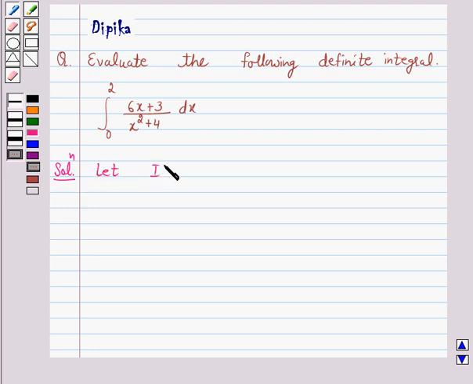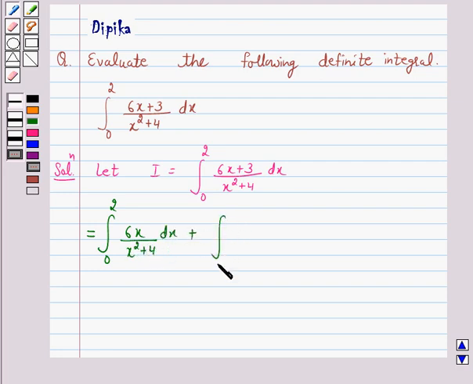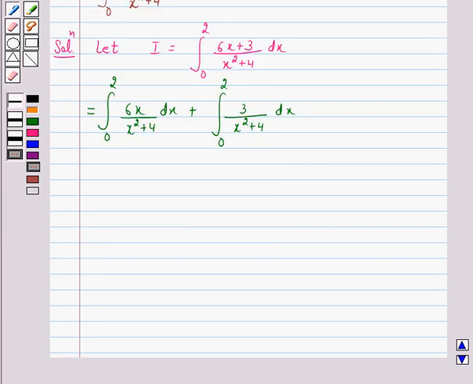Let I is equal to the given integral, integral from 0 to 2, (6x plus 3) upon (x square plus 4) dx. Now we can rewrite this integral as integral from 0 to 2, 6x upon (x square plus 4) dx plus integral from 0 to 2, 3 upon (x square plus 4) dx, and this is again equal to 3 integral from 0 to 2, 2x upon (x square plus 4) dx plus integral from 0 to 2, 3 upon (x square plus 4) dx.